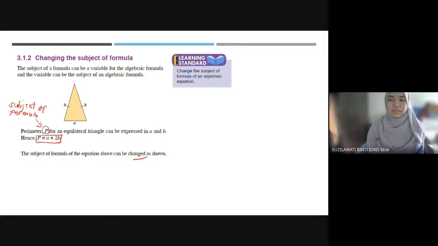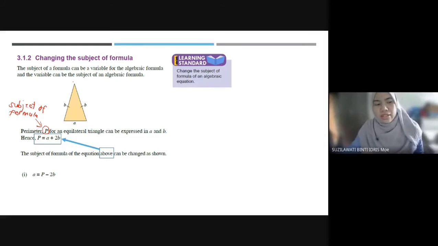Boleh tahu tak? Multiply. Okay. Ada cakap multiply, nak change the subject of formula. Okay. Tengok satu. Okay, look at the slide. Okay, change as shown. 1, okay. A equal P minus 2B.